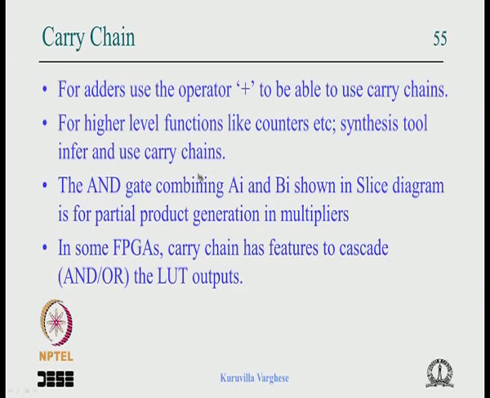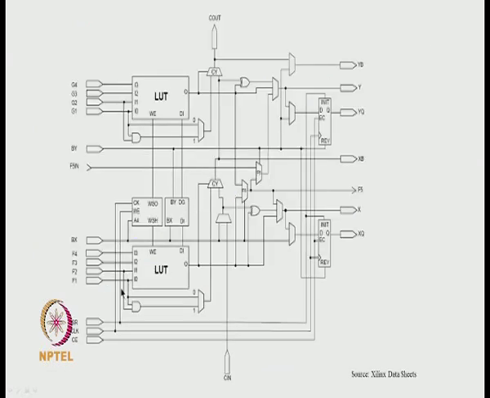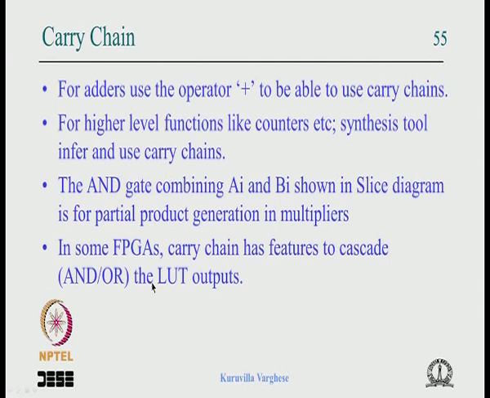When you use a counter and higher level function, somewhere this plus will appear. You say count gets count plus 1, we have seen that in our example. Then automatically the carry logic will be used, and there is an AND gate which is shown earlier, which is used for the partial product implementation in the case of a multiplier, and in some cases the carry chain can be used for cascading.